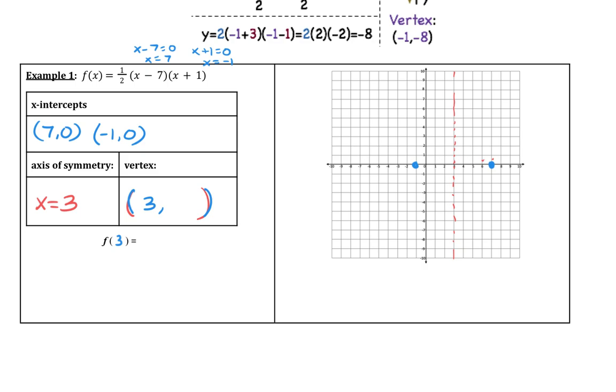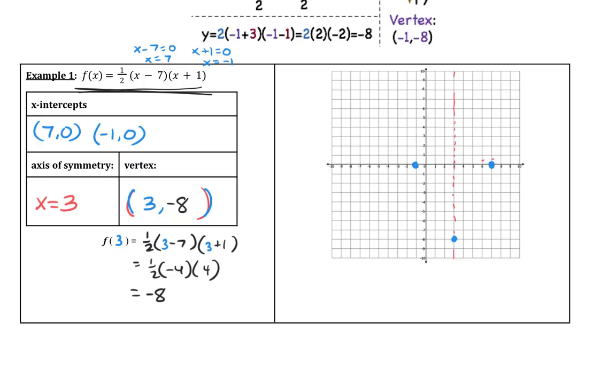How do we find that something? We just plug that number into the original equation. So let's go ahead and do that. We have 1/2 times x, well, x now is 3, minus 7 times x plus 1, right? I'm just going with this original equation right now. So let's see, we have 1/2 times -4 times 4. So that's going to be -2 times 4, which is -8. Hey, my vertex is at (3, -8). So I'm going to go to (3, -8).